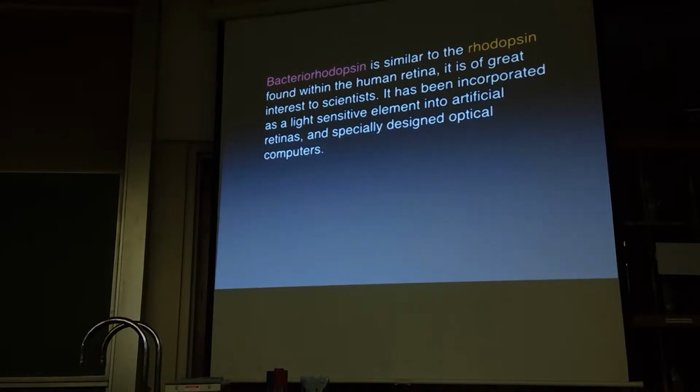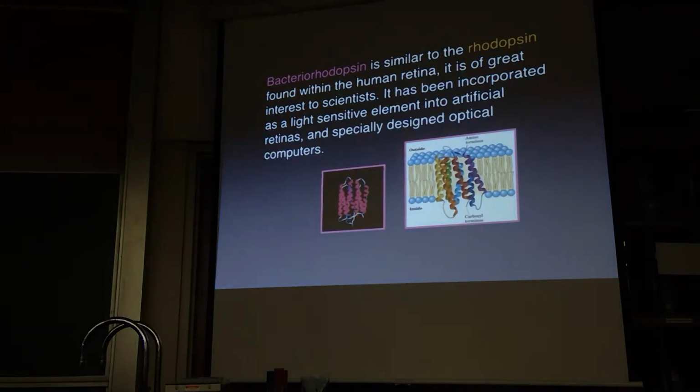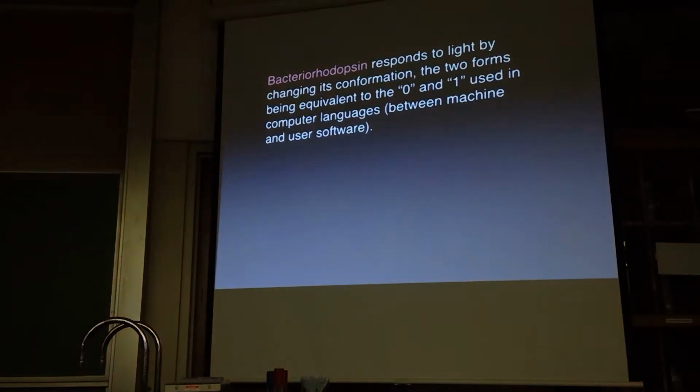It has been used to make artificial retinas, and it's even been used to design some special computers that take advantage of the fact that this protein, bacteriorhodopsin, changes configuration when it's exposed to light. So it is a membrane protein. When light shines on it, it changes its configuration. When it's in the dark, it goes back again. So it's kind of like having a 0 and a 1, which is part of the binary code for computer technology, and I don't know anything more about it. But at any rate, bacteriorhodopsin apparently can respond to light and can be used in computer technology.